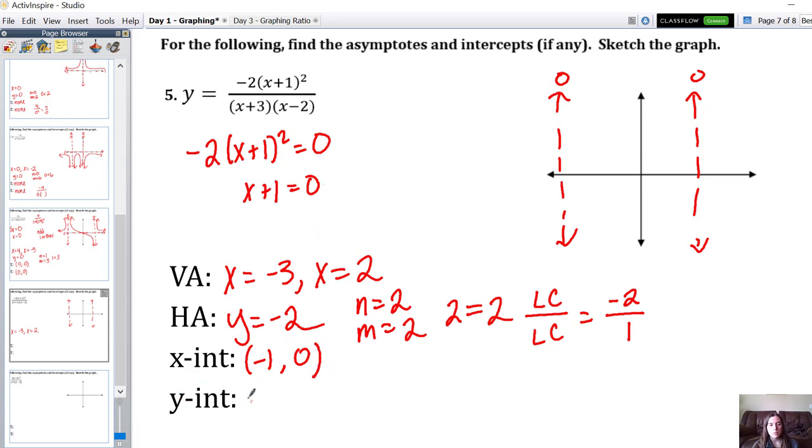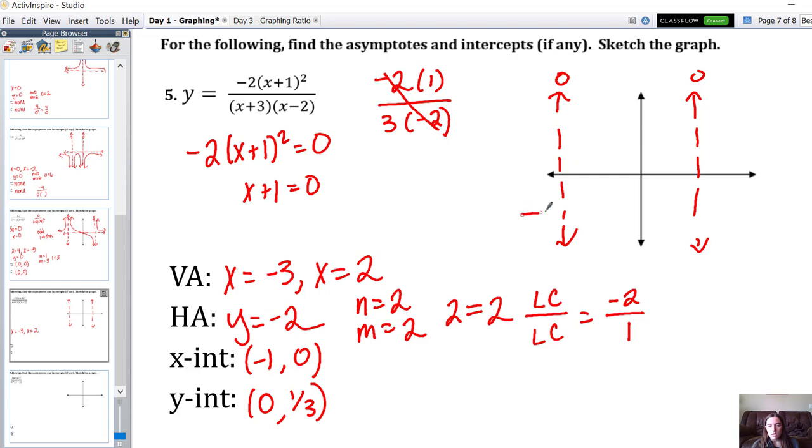Then for our y-intercept, we're evaluating at x values of 0. So we have -2 times (0 plus 1), which is 1, squared is 1, so we have -2 times 1, over 3 times -2. Those -2's can cancel out, and we're left with (0, 1/3), or 0.3333 if you'd like that better.